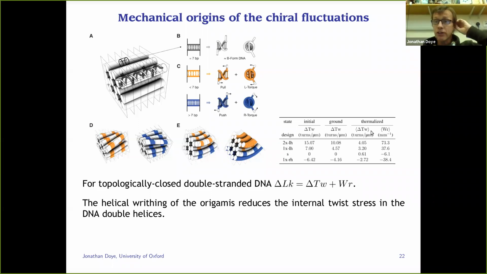And so the origins of these chiral fluctuations are in the chiral mechanics of the individual origamis and how the twist in the origamis is programmed into the system. So I think it not only can explain our oxDNA results, which are consistent with experiment, but I think it can help us understand the origins of these writhe fluctuations of a preferred handedness.